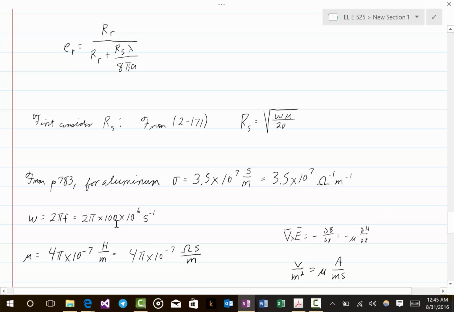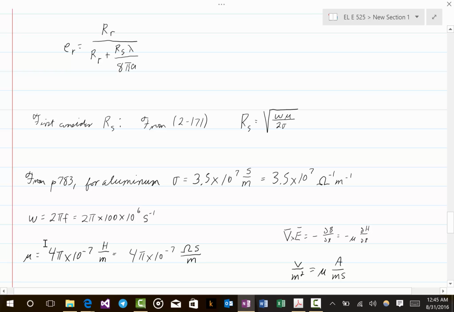Now, certainly you're not expected to memorize this, but if you look on page 783, for aluminum, the conductivity sigma is equal to 3.5 times 10 to the 7th Siemens per meter. And a Siemens is the same thing as an inverse ohm. So this is 3.5 times 10 to the 7th inverse ohms, inverse meters. Omega is equal to 2 pi f, and they told us that the frequency is 100 megahertz. So we have 2 pi times 100 times 10 to the 6th hertz, and a hertz is an inverse second.